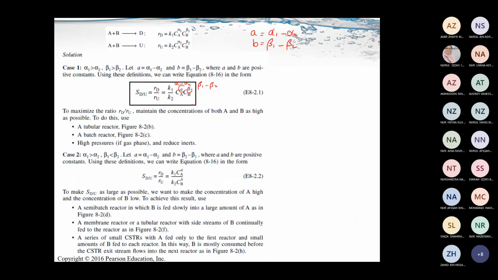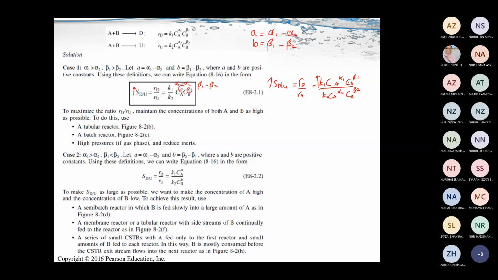So from here we want to maximize SD. Remember, our goal is to maximize SD. Now we look at the conditions: alpha 1 must be larger than alpha 2, and beta 1 must be larger than beta 2. Let me write it again: SDU is equal to RD over RU, which is equal to K1 CA^alpha 1 CB^beta 1 over K2 CA^alpha 2 CB^beta 2. In order to increase it, the top part is larger because alpha 1 is larger than alpha 2 and beta 1 is larger than beta 2. So we need to increase CA and increase CB.